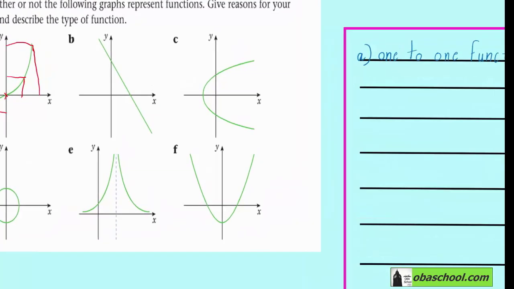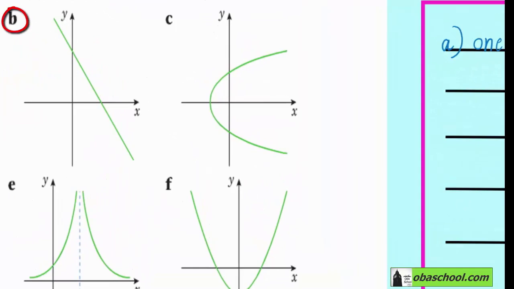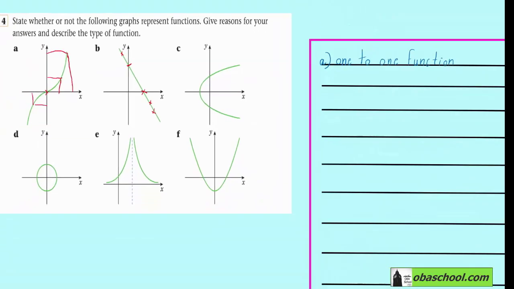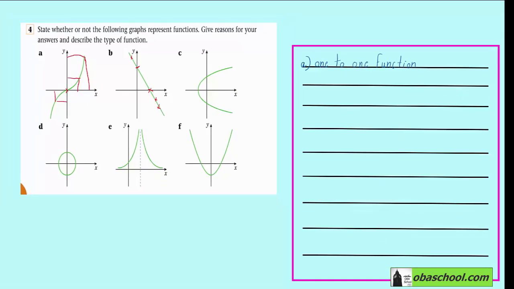Now part B, we have a straight line. At point 0, it has an output. And at this point, it has an output. Also, if we take this point or this point, all these points have inputs and outputs. So this graph is also a one-to-one function.